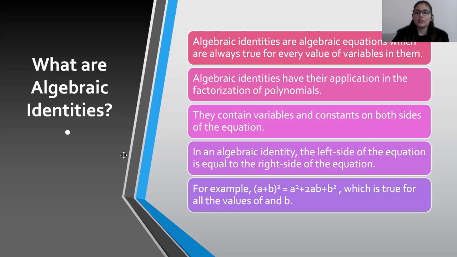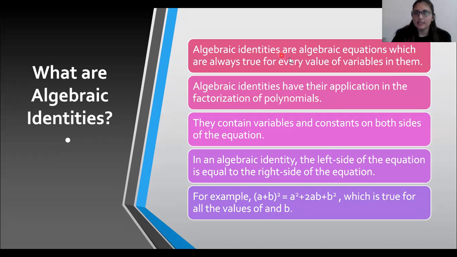So what are algebraic identities? Algebraic identities are algebraic equations which are always true for every value of the variables in them. So what does it mean? It means that whatever you put in place of those variables, those identities will always be satisfied. How it works, you will also understand with the upcoming examples. We will learn everything in this session.